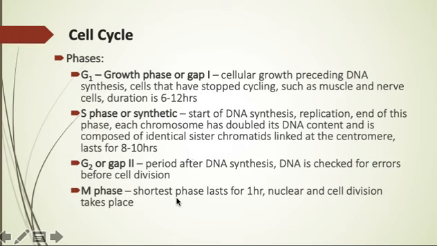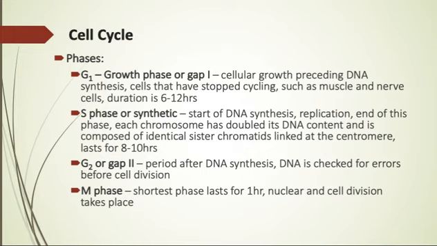And then you have the G2 or the gap 2. This is a period after the DNA synthesis, and the DNA is checked for errors before the cell division. And then you have the M phase, which is the shortest phase, and it lasts for an hour. Here the nuclear and the cell division takes place.